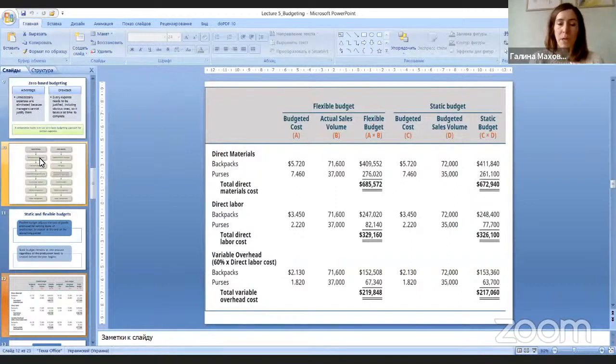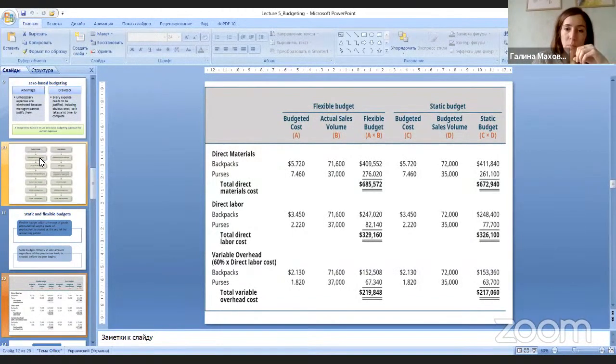We have production of two types of products: backpacks and purses, with direct materials, direct labor, and variable overhead. The second part of this table is about the static budget. At the beginning of the period, we plan our cost according to some sales volume. In column D, we can see the quantity of these two products. Column C is the budgeted cost, and the last column, C multiplied by D, is the result. So these costs are in the budget, and we plan to have such costs during our budget period.